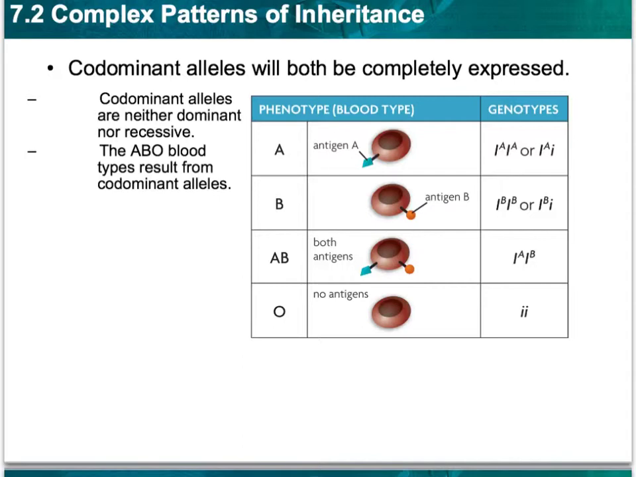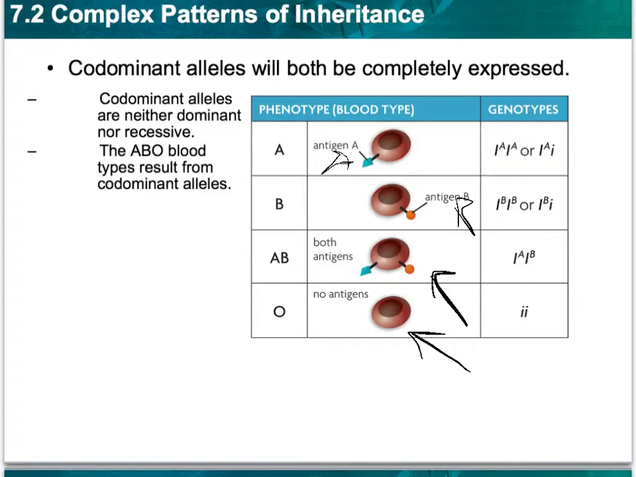So remember that blood cells carry antigens. And an antigen is a molecule on their surface that can trigger an immune reaction. So human blood type A carriers have A antigen, type B has B. If you have type AB blood, you get both antigen A and antigen B. And as you can see, if you are a type O, you get no antigens.